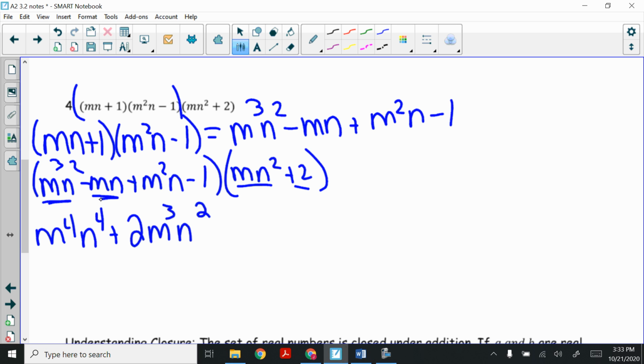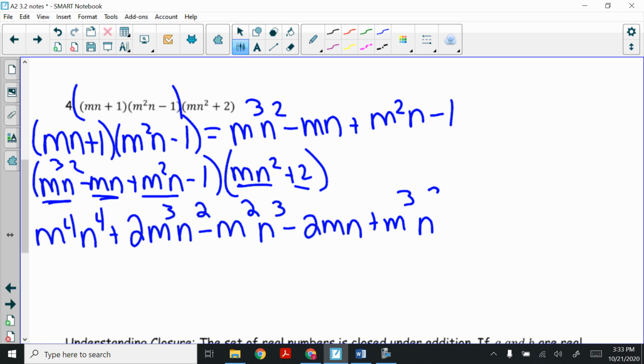I'm going to take this one and distribute with everything over here, minus m squared n cubed, because remember I add exponents, minus 2mn. Now the m squared n, so it gives me plus m cubed n cubed plus 2m squared n, and finally my negative 1, minus mn squared minus 2.